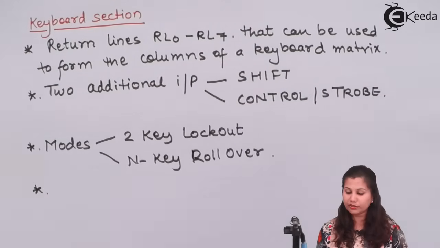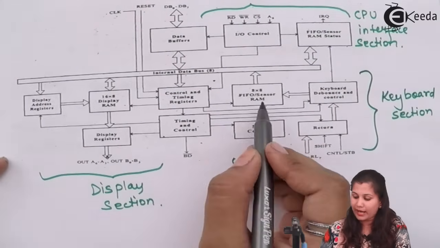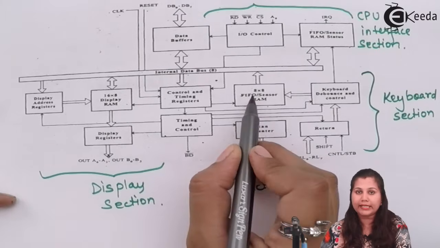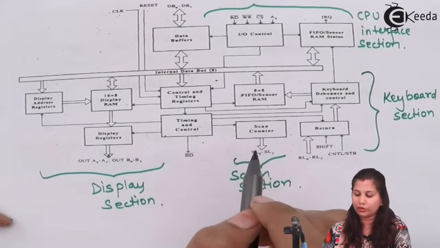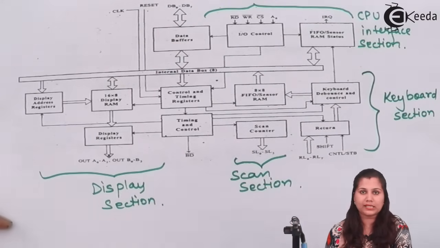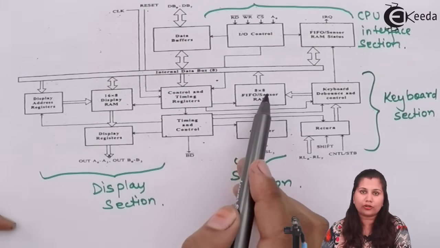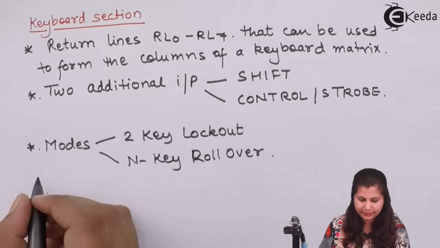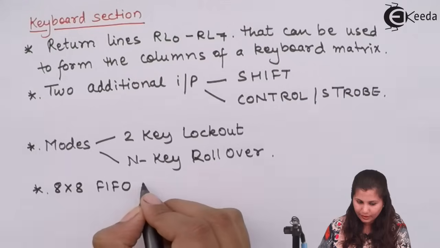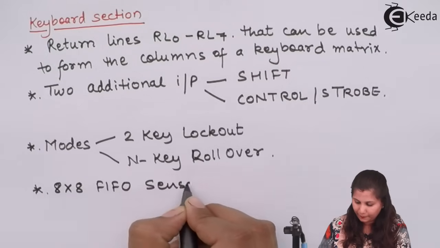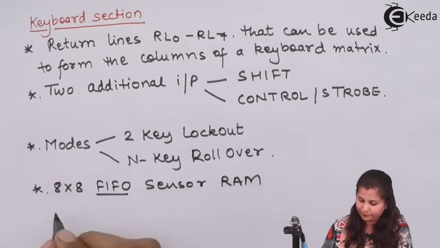Now this keyboard section also has an 8x8 FIFO sensor RAM. This RAM is used to store the key codes associated with the key which is pressed in the keyboard. So the key code of that pressed key will be stored in the FIFO RAM, and the size of this is 8x8. This FIFO stands for first in, first out.